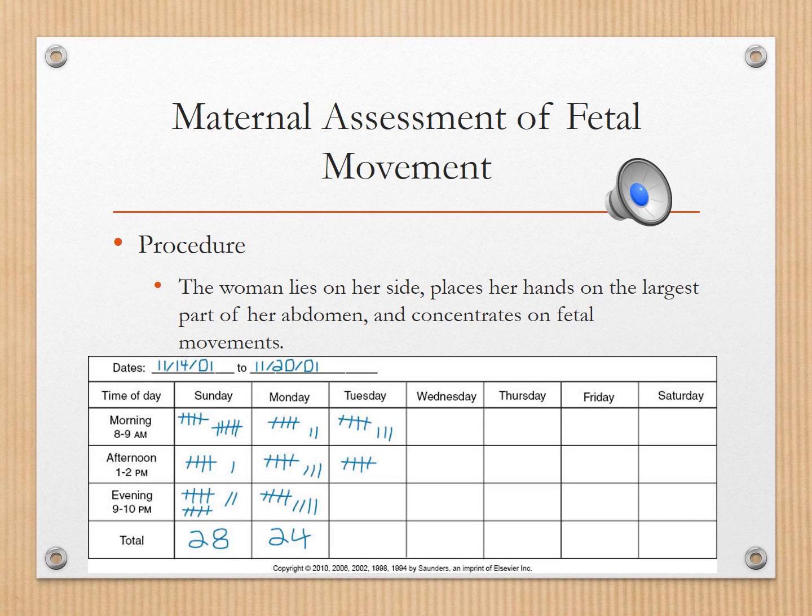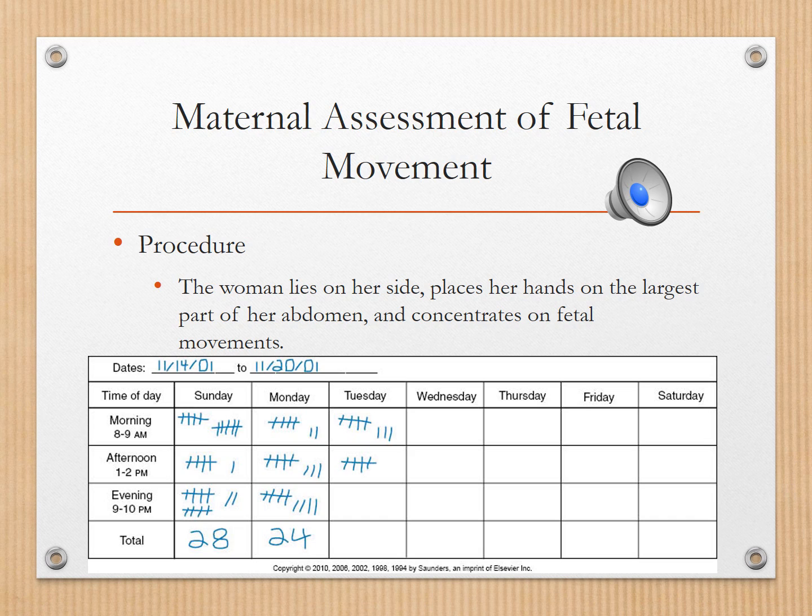Atypical changes in fetal activity are well documented as a valid form of fetal surveillance. It is best done after the mother eats or drinks at least 8 to 10 ounces of fluid, then lies on her side. She is taught to concentrate on the movements using her hands on her abdomen.